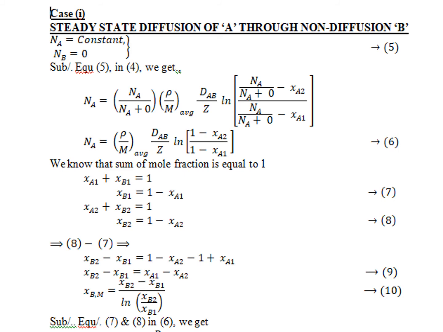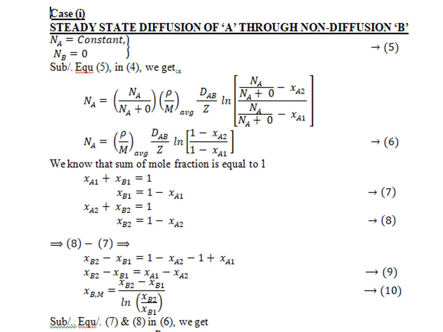So subtract equation 8 from equation 7. LHS side, XB2 minus XB1, RHS side, 1 minus XA2 minus of 1 minus XA1, that is minus 1 plus XA1. So XB2 minus XB1 is equal to XA1 minus XA2. Minus 1 plus 1 are cancelled. So this is the 9th expression.